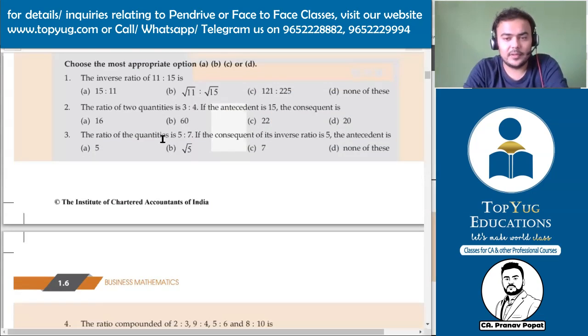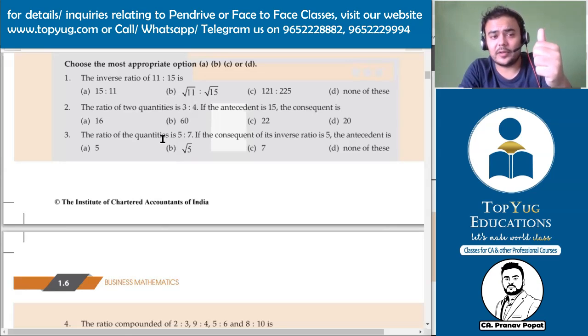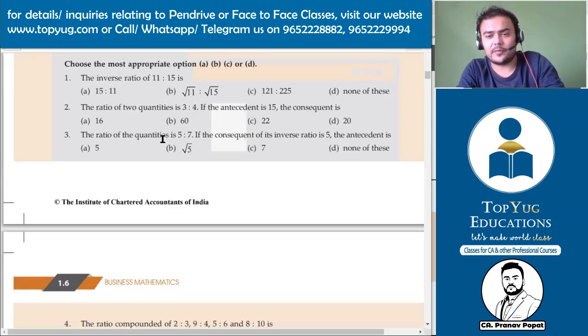Questions. Now you need to answer the questions of the exercise in this format. If I'm asking question number 1, you should give the answer as 1B, 1C like this. So tell me the answer of question number 1. 1A, 1B, 1C. What is the answer? Sir, inverse ratio. Just reverse. 1A.